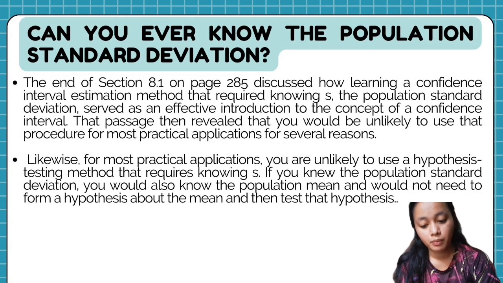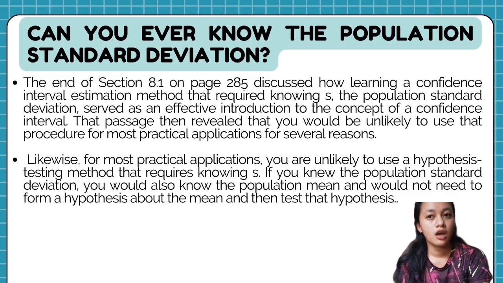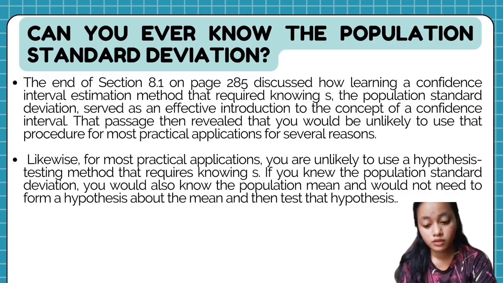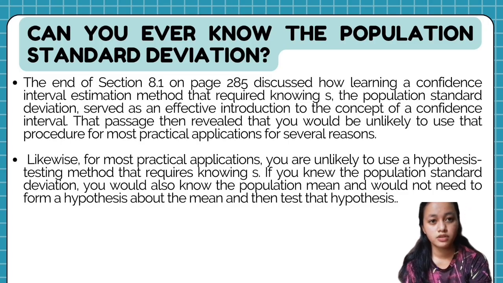So the next topic is, can we ever know the population standard deviation? The end of Section 8.1 discussed how learning a confidence interval estimation method that required knowing the population standard deviation served as an effective introduction to the concept of confidence interval. That passage then revealed that you would be unlikely to use that procedure for most practical applications for several reasons. Likewise, for most practical applications, you are unlikely to use a hypothesis testing method that requires knowing the population standard deviation. If you knew it, you would also know the mean and would not need to form a hypothesis about the mean and test that hypothesis.